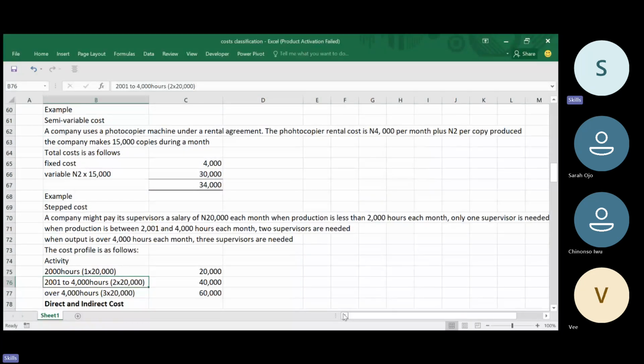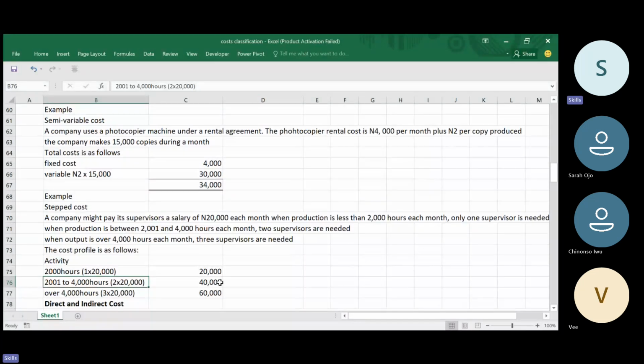So you see, if your production is 2,000 hours within a month, you only need 1 supervisor. So the cost will be 20,000 for supervisor, which is the first calculation here. But when the hours exceed 2,000, between 2001 to 4,000 hours, you will need 2 supervisors. And the cost for each supervisor is 20,000. That is where we have these 2 times 20,000 that give us the 40,000.